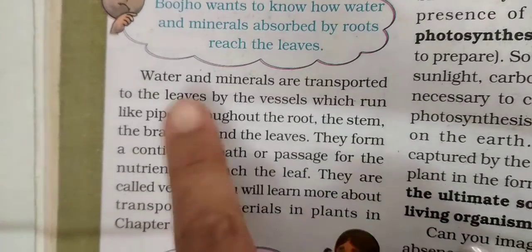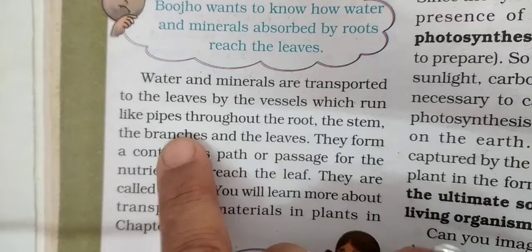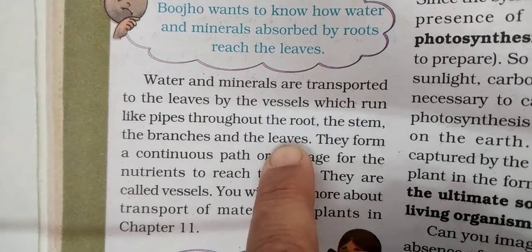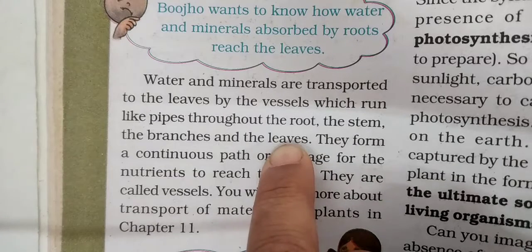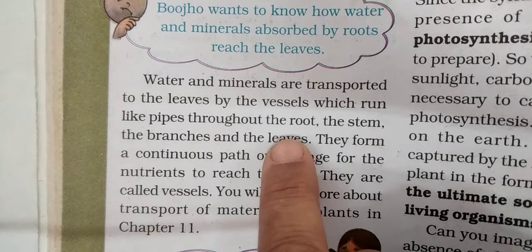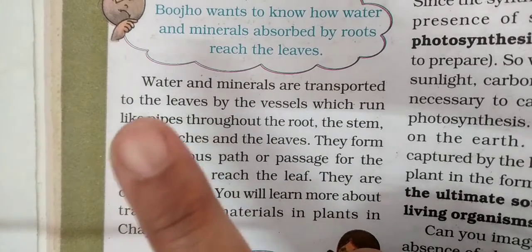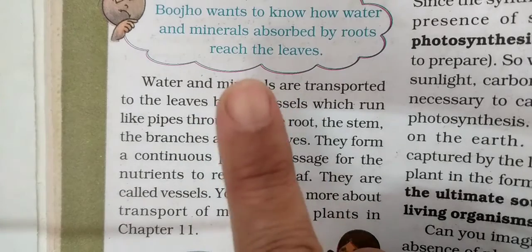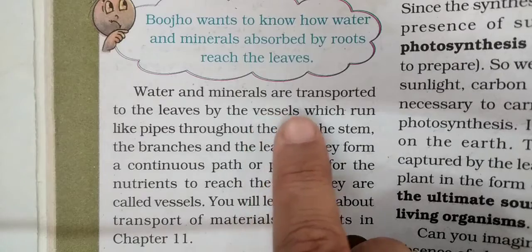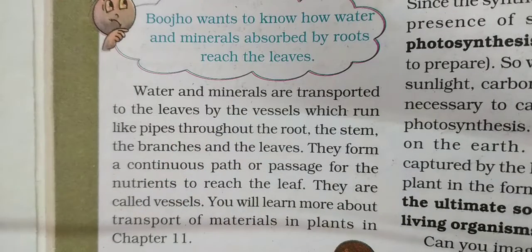Let's move forward. Water and minerals are transported to the leaves by vessels which run like pipes throughout the root, the stem, the branches and the leaves. Like you must have seen in your house, if it is a two-storey house or a one-storey house, whatever it is, what is used to send water up from the basement tank to the overhead tank? A pump and a pipeline which goes up, and another series of pipes which comes down. The water that is pumped from the tank goes up, carried by one pipeline, and it reaches the overhead tank. So when you want that water from the overhead tank, you open up the tap and water comes out from the outlet through another pipeline.